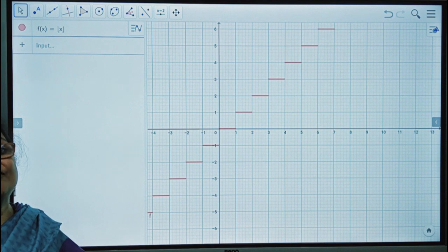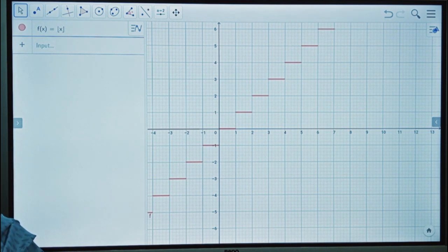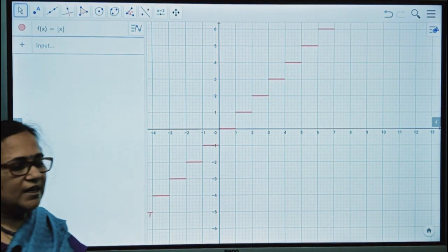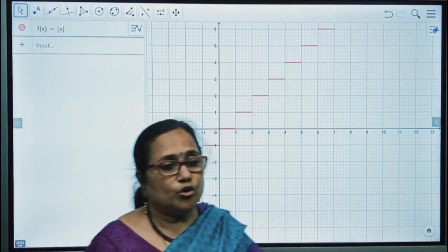How from the graph also you can understand how the notion of limit and continuity is explained virtually through the graphs. So until next time, I want you to go through these videos.